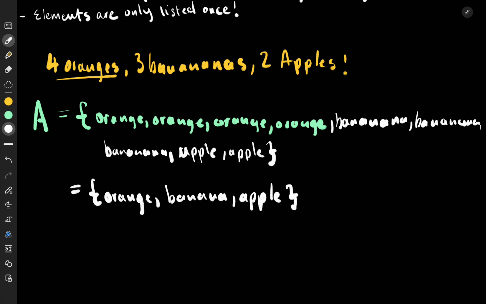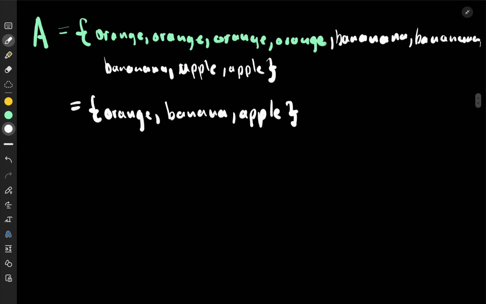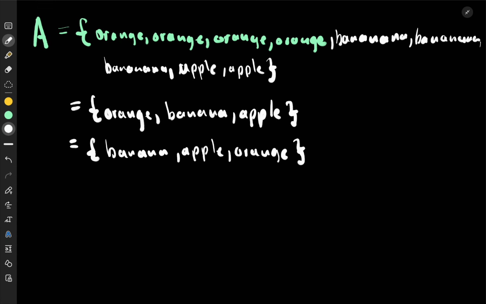Number one is that we do not take into consideration the numbers of our objects when we are listing. The other thing is that when we're listing, we do not care about the order in which the things are listed. So if we say orange, banana, apple, this is the same set as banana, apple, then orange. These two sets are exactly the same. Why? Because they have exactly the same elements inside. We don't care about the arrangement. The arrangement does not create a new set. All right? That's the first thing.